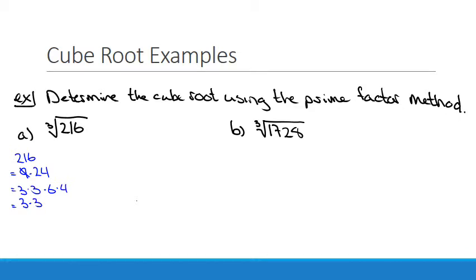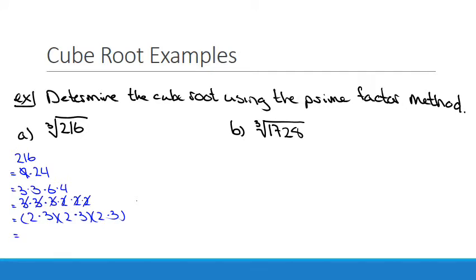So carry along my primes. 6 becomes 3 times 2. 4 becomes 2 times 2. Like I said, 3 equal groups. So I see there's 3 2s. So each bracket gets a 2. There are 3 3s. So each bracket gets a 3.